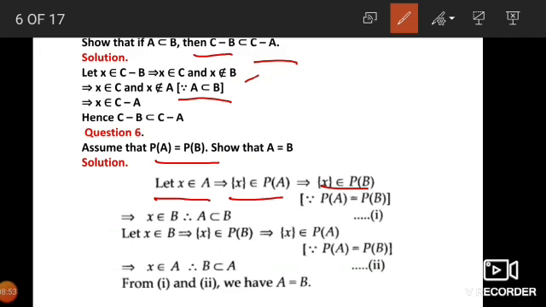Therefore, A subset of B. The converse part is also the same thing. If X belongs to B, you can say the set belongs to the power set of B. Also, it belongs to P of A. Given P of A equal to P of B, using that you will get A is equal to B.